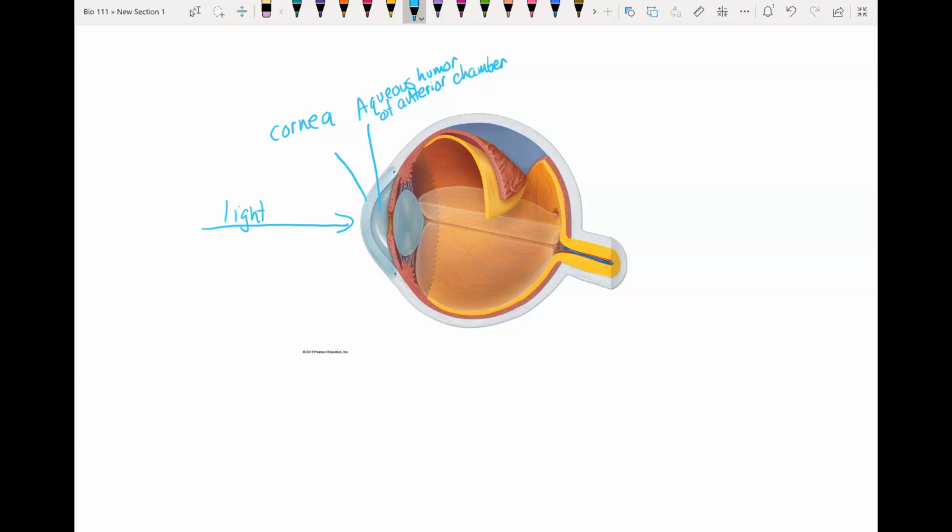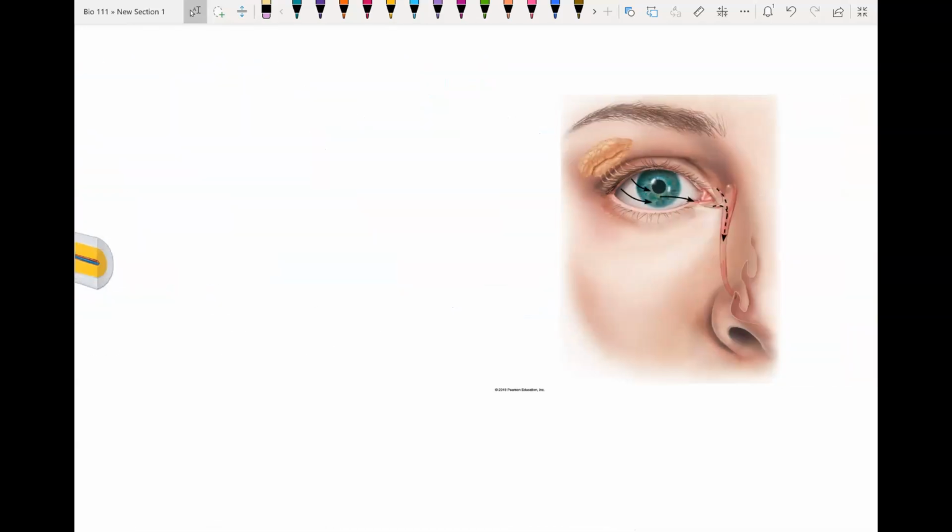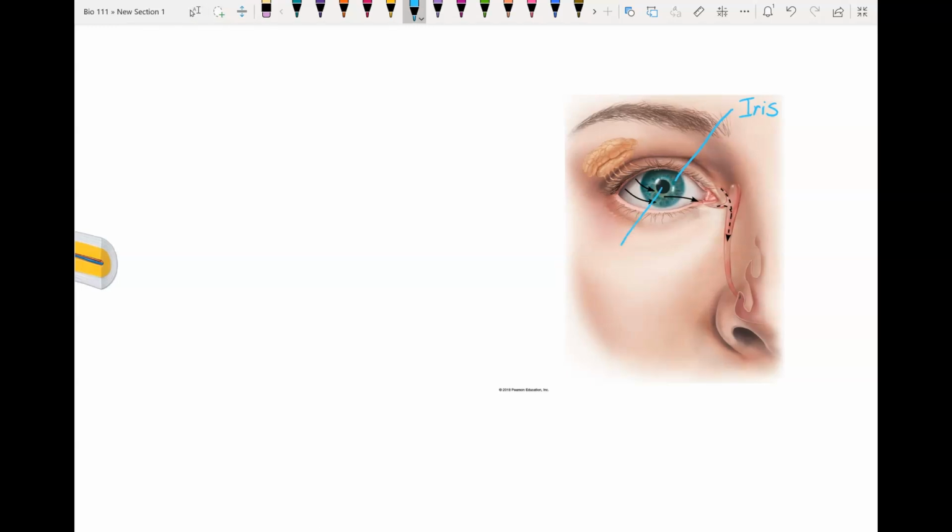Then you go through the pupil. So the iris, remember, is the color part of your eye. Like if your eyes are brown or blue or green, that's your iris. The iris is a muscle. The hole in the center of your iris is your pupil.